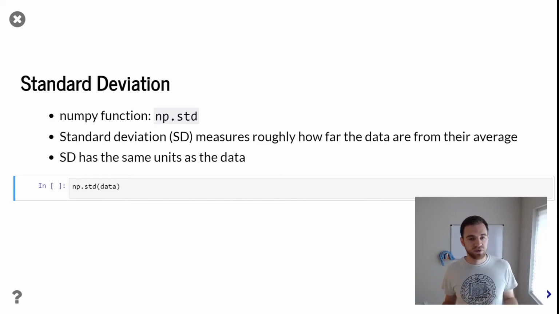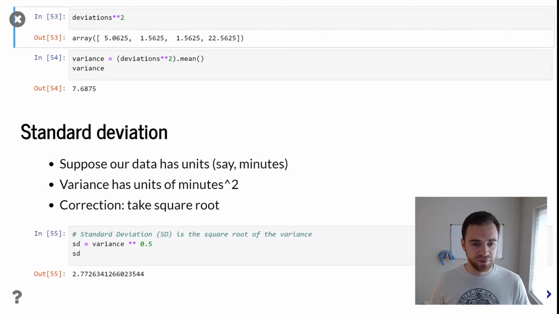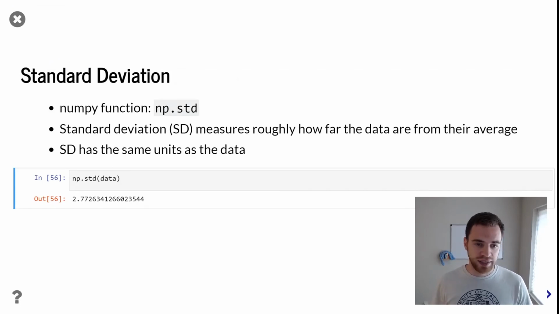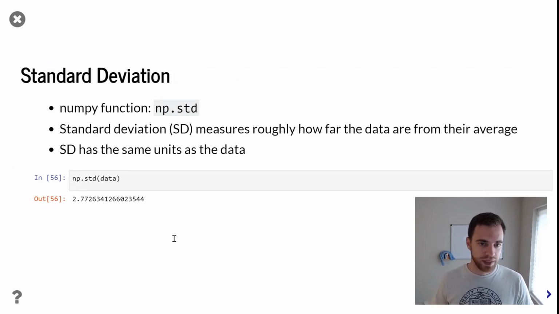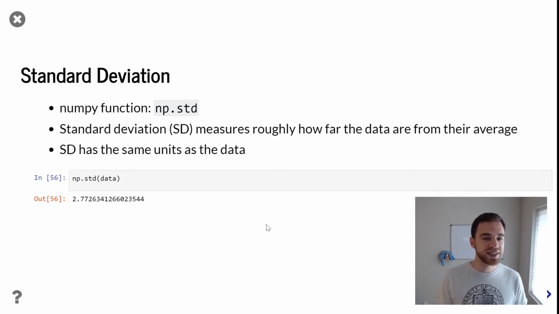So the standard deviation is the square root of the variance. We have a NumPy function for it, numpy.std. It takes the standard deviation. So I have my data. We computed it before, it was 2.77. And we see here, yep, that's right. So the key here is that the standard deviation measures roughly how far the data are from the average, and it has the same units as the data. That's why we might prefer the standard deviation to the variance. But they both give us similar pieces of information.